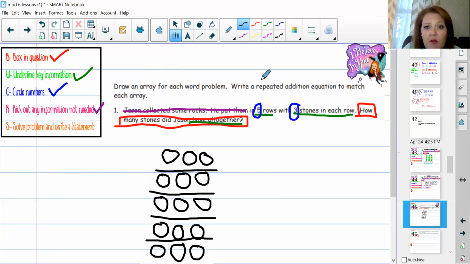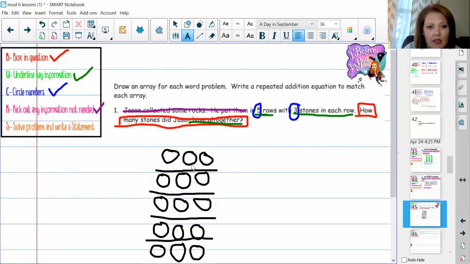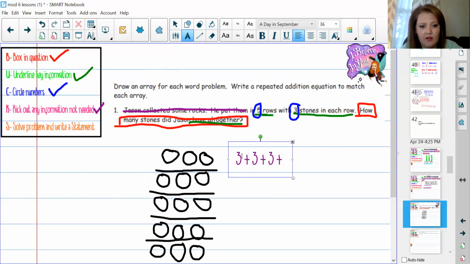All right, now it says we need to write a repeated addition sentence. So what would our repeated addition sentence look like? It would be 3 plus 3 plus 3 plus 3 plus 3 equals, let's make sure we got 5. 1, 2, 3, 4, 5. So we got 1, 2, 3, 4, 5, 6, 7, 8, 9, 10, 11, 12, 13, 14, 15.